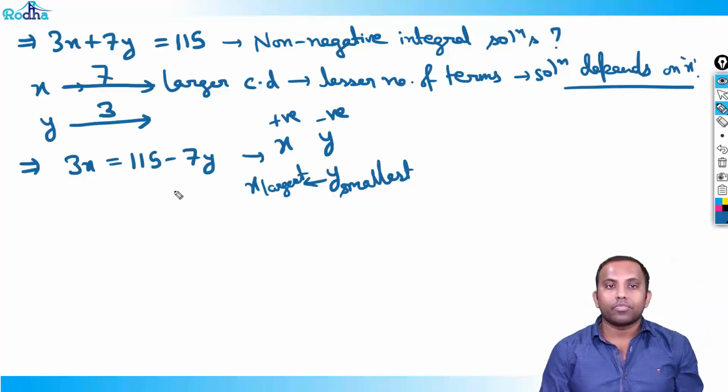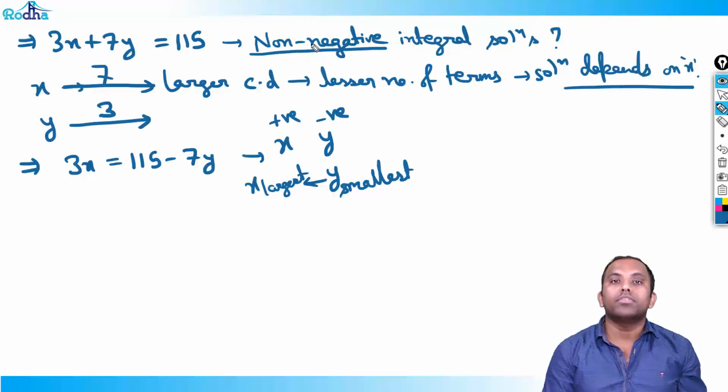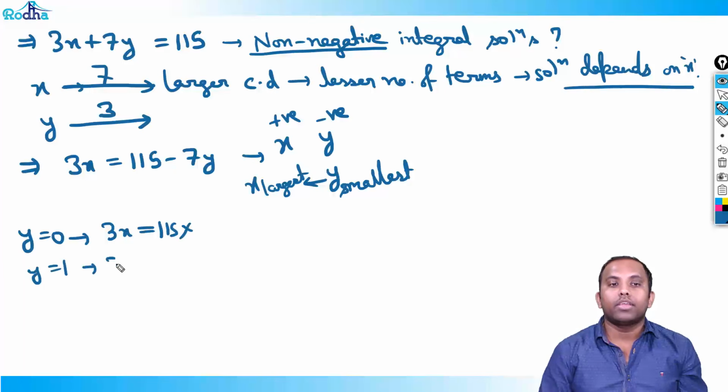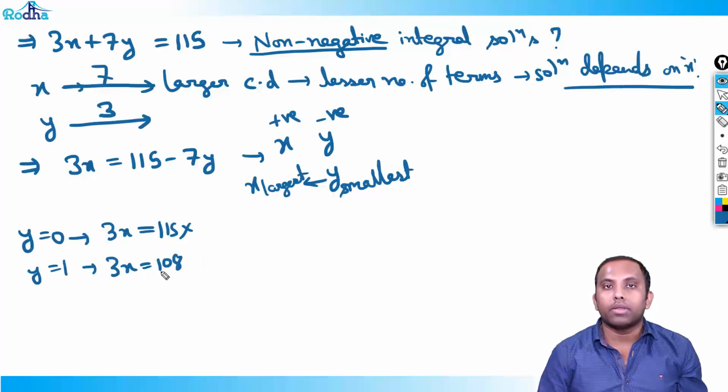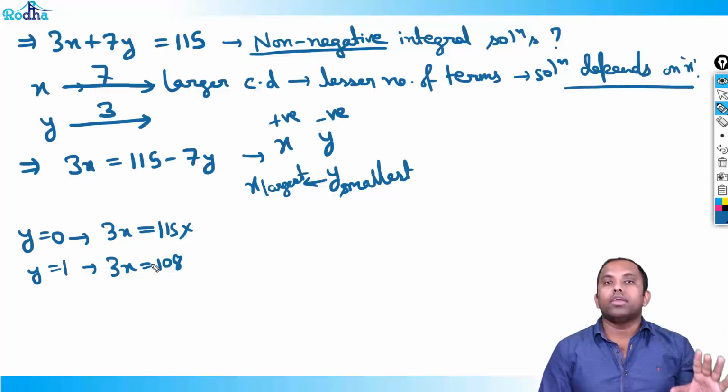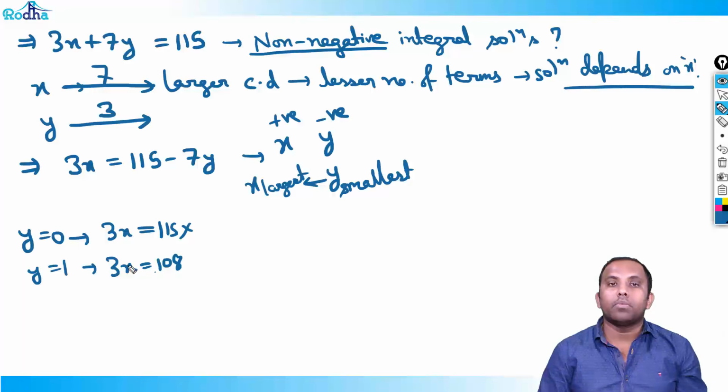Right? So in this case, I just have to check at what value of y. Start from the smallest y. Since we want non-negative solutions, start from 0. If y is equal to 0, then 3x is equal to 115, and x is not an integer. Okay, leave that case. If y is equal to 1, 3x is equal to 108, and we got x as an integer because it is divisible by 3. The divisibility rule for 3 is that the sum of digits should be divisible by 3. So 1 plus 0 plus 8 is 9, and 9 is divisible by 3, right? Therefore, x is equal to 36.